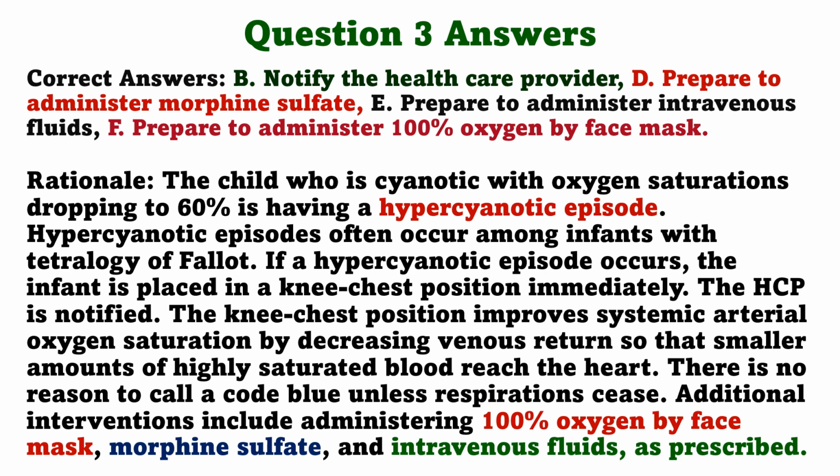Rationale: the child who is cyanotic, with oxygen saturations dropping to 60%, is having a hypercyanotic episode. Hypercyanotic episodes often occur among infants with tetralogy of Fallot. If a hypercyanotic episode occurs, the infant is placed in a knee-chest position immediately. The HCP is notified. The knee-chest position improves systemic arterial oxygen saturation by decreasing venous return so that smaller amounts of highly saturated blood reach the heart.